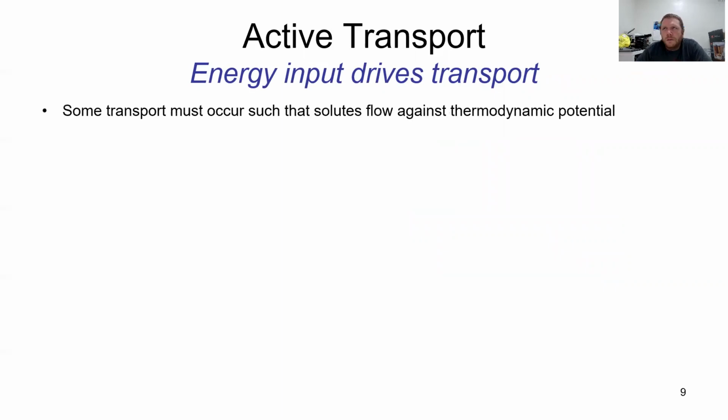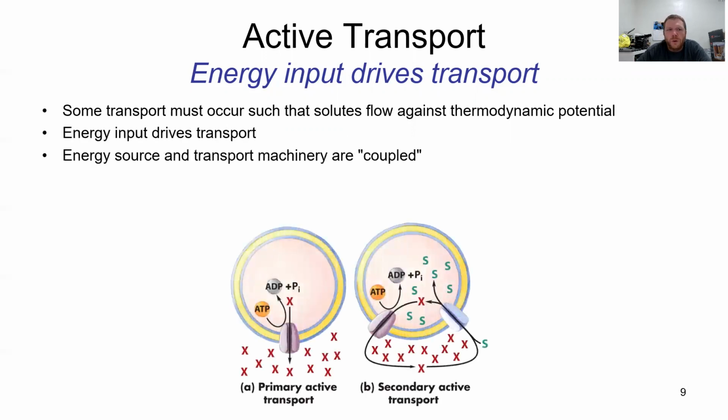Active transport, energy input drives transport. Some transport must occur such that solutes flow against their thermodynamic potential. Energy input drives that transport. So an energy source and transport machinery are coupled with one another.